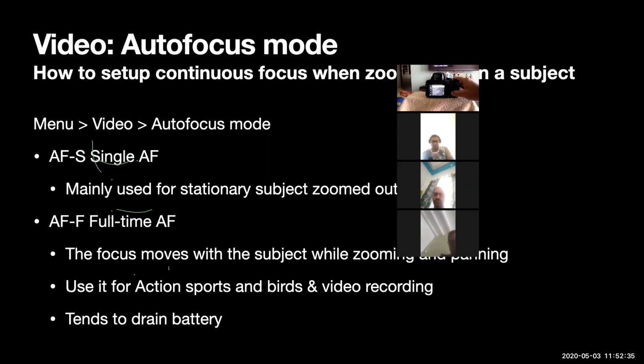We are talking about the autofocus mode here. Right now you can see AF, AFS and full time AF. What is AFS? Single AF. The single autofocus is when you focus on one particular object, it will keep on focusing on that object, whether you zoom out or zoom in. It will not change the focus depending upon the zoom, especially on the video part.